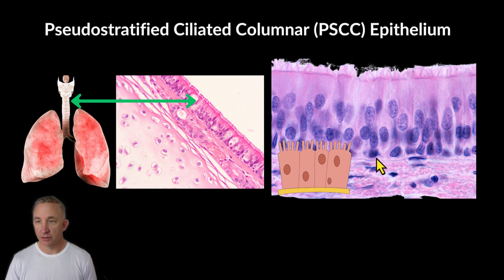This is my basal surface. This is the underlying connective tissue. But as I come up, now I can see all those little hairs that are cilia. And cilia's purpose is to move mucus across the cell surface. This is pseudostratified ciliated columnar epithelium. As soon as I see those cilia, I know I'm looking at PSCC.